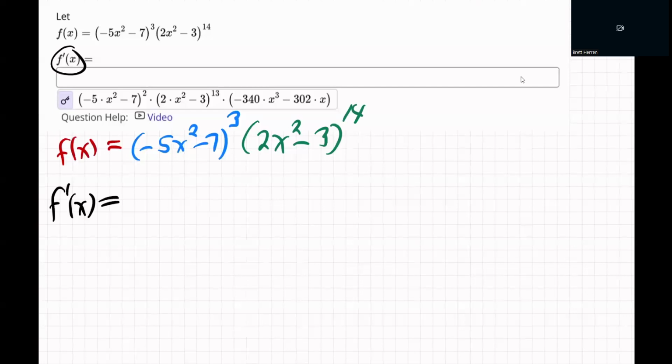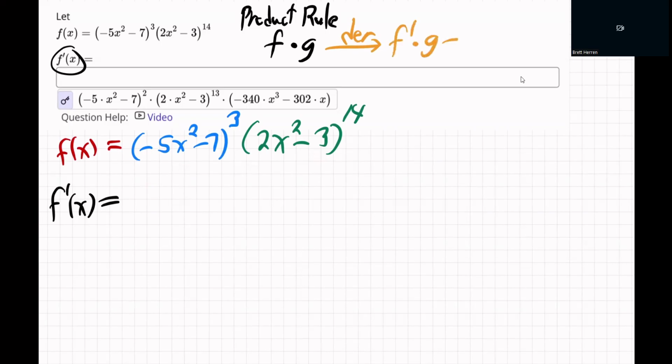Okay, how do we do it? Well, the big picture, the outer thing, is the product rule. It's two functions multiplied. So the product rule says if you have f times g and you want to take the derivative, you do the derivative of the first one, keep the second one unchanged, then leave the first one unchanged and do the derivative of the second one. They take turns.